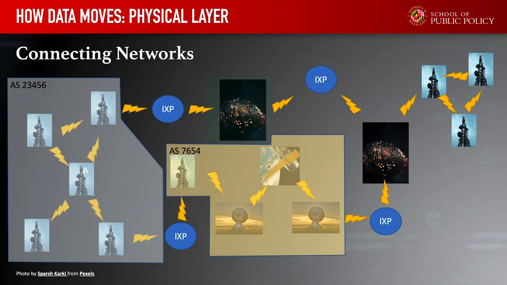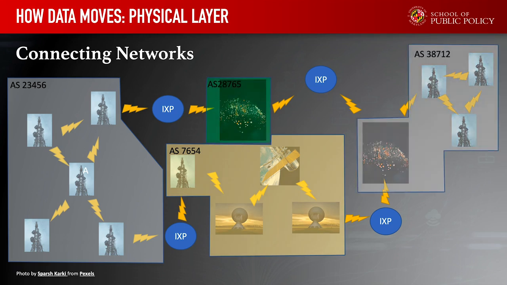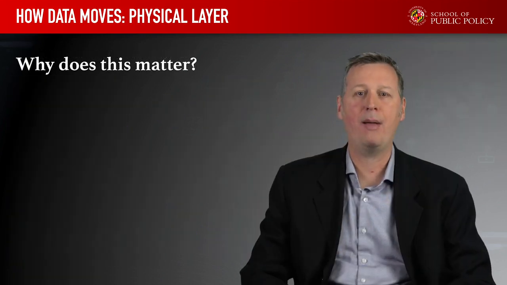We layer on top of that those autonomous systems and the peering relationships between them. So from a logical standpoint, we know where we need to go, which road we need to take, but underneath all of it is the physical infrastructure. That's how that works. So why does this matter?